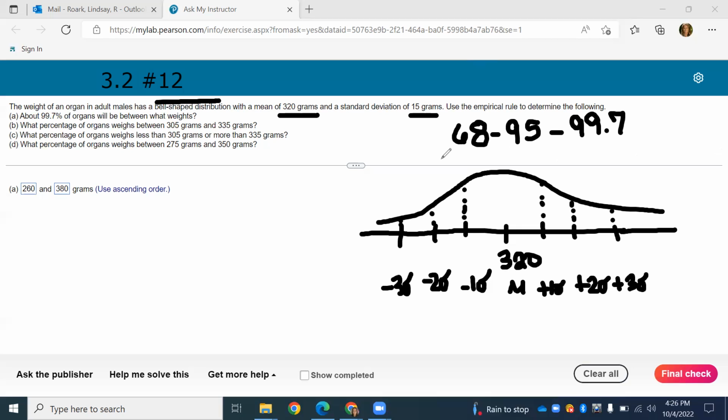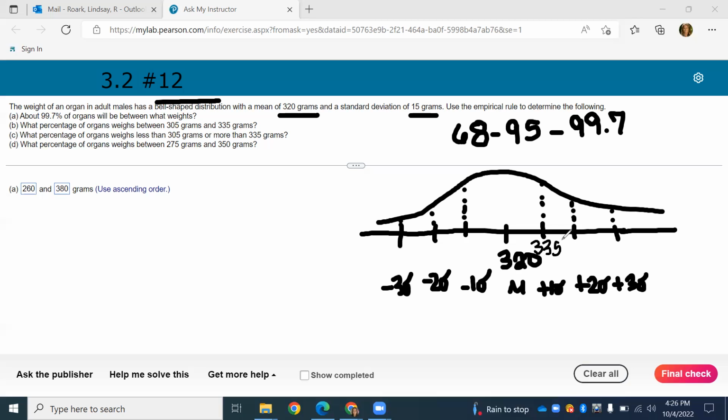So I have the 320 labeled in the middle, and now I need to take that 15, which is a standard deviation, and add that to 320 to figure out what I'm going to be labeling those numbers as. And you do, unfortunately, need to do this every time because it's key, really. Without drawing this curve and without labeling these numbers, you're not really going to be able to solve this.